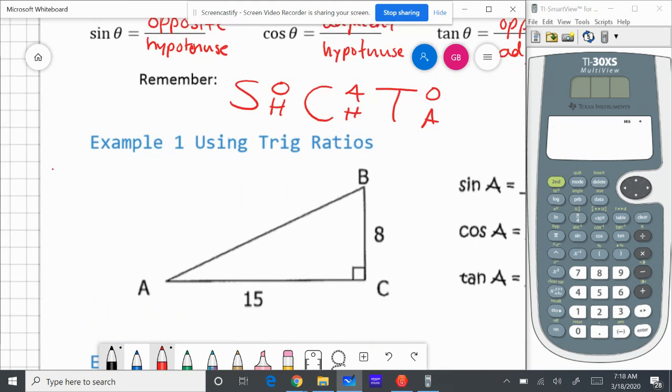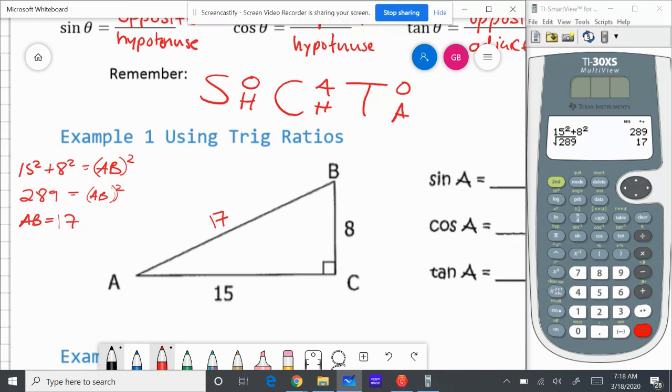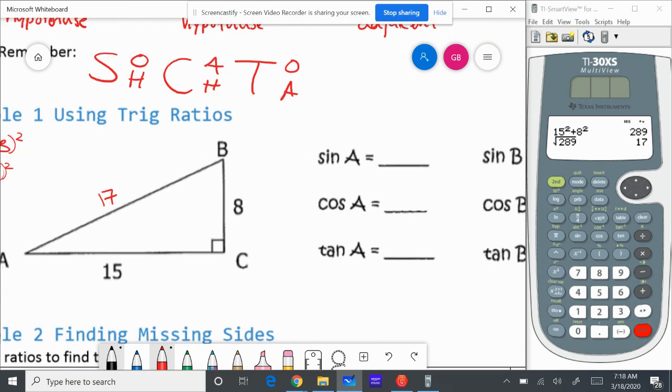So 15 squared plus 8 squared is equal to AB squared. So we'll use the calculator for this. So 289 is equal to AB squared. And if I find the square root of that, 17. So AB is equal to 17. Awesome. So now I could fill these in.